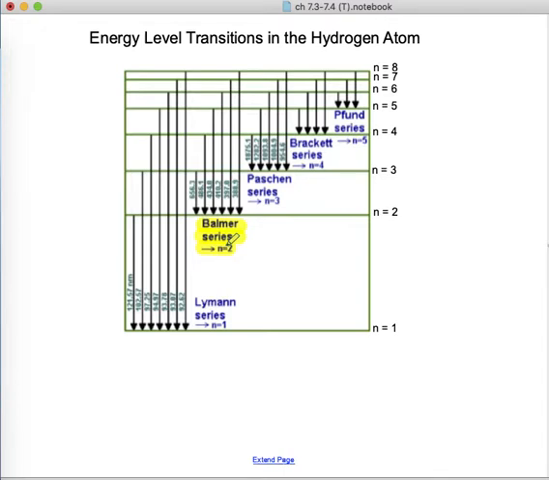Okay? Those that end up in the ground state, the Lyman series, correspond to greater amounts of energy being given off, and therefore shorter wavelength. Those would correspond to transitions in the ultraviolet series, whereas those that end up in the second excited state or N equals 3 state, the Paschen series, correspond to lower amounts of energy being given off, and therefore longer wavelengths. Those are in the infrared.